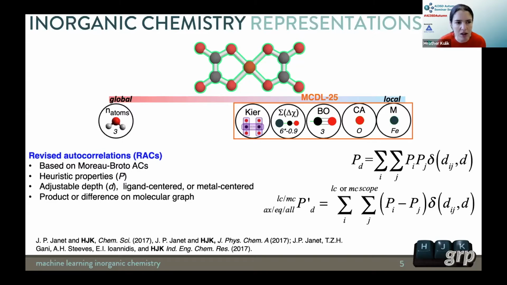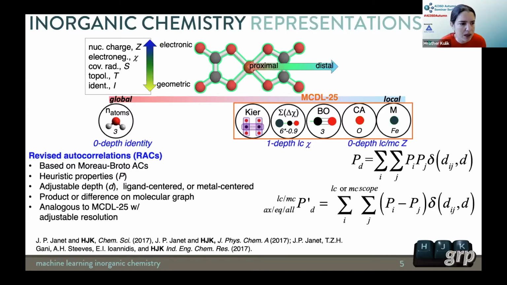And what these are, a series of heuristic properties that are tied to each elemental identity. And they have an adjustable depth. They're products and differences on the molecular graph. They can be centered on the ligand or centered on the metal. And we color code these properties as more electronic in nature if they depend on the nuclear charge or electronegativity, and more geometric if they depend on things like the number of bonds connected in the topology or the covalent radius. And all of the MCDL-25 ad hoc descriptors have an analog in this RAC set, but there are many more RACs.